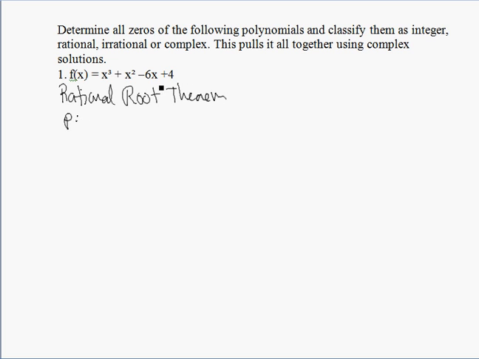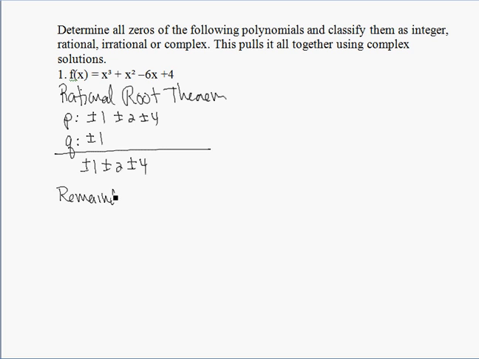So we find the factors of the constant term, which is plus or minus 1, plus or minus 2, plus or minus 4, and the factors of the lead coefficient, which is plus or minus 1. So I divide these, I get plus or minus 1, plus or minus 2, plus or minus 4. Then I use the remainder theorem and factor theorem and see if any of the remainders will be equal to 0.